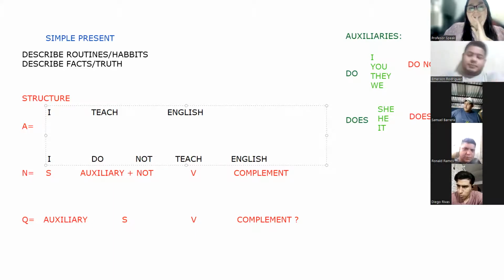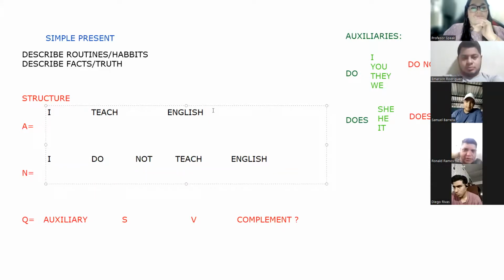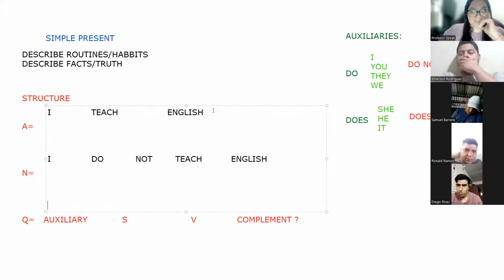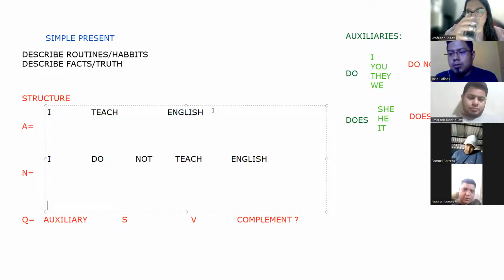Okay, that is the negative, right? I do not teach English, or I don't, right? The contracted form is don't. I don't teach English. I do not. You can use both. Now, for the question, what is the auxiliary? Does. Why does? Do.